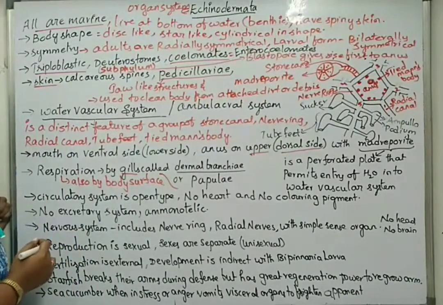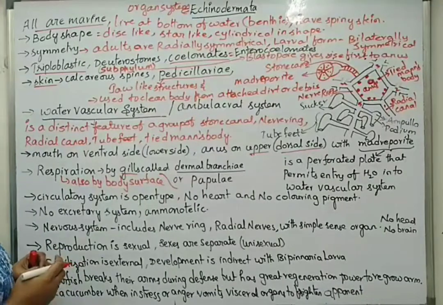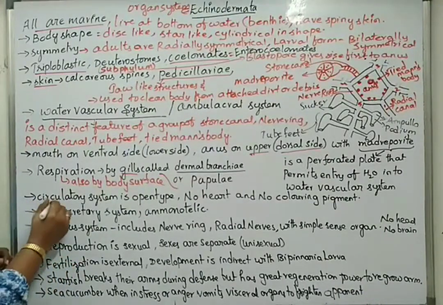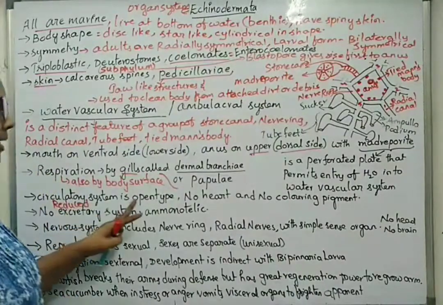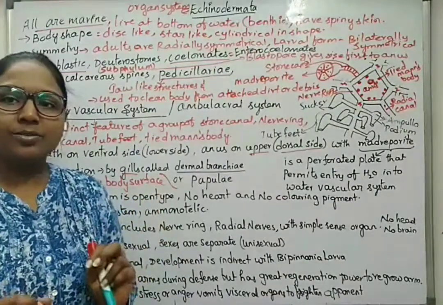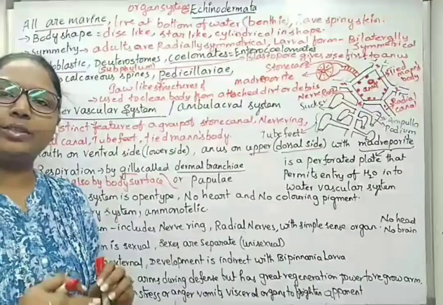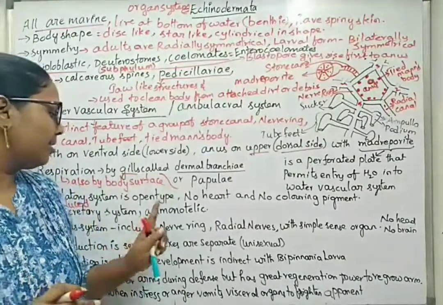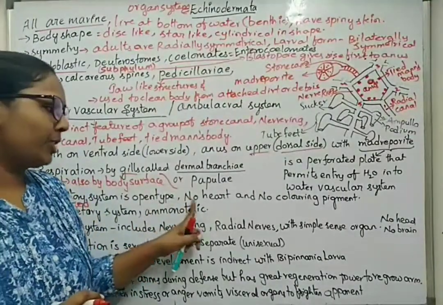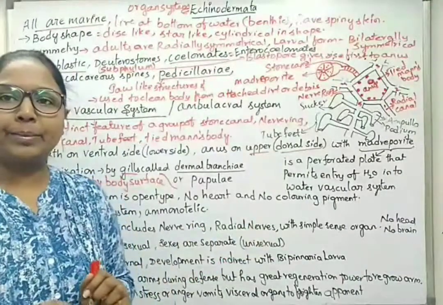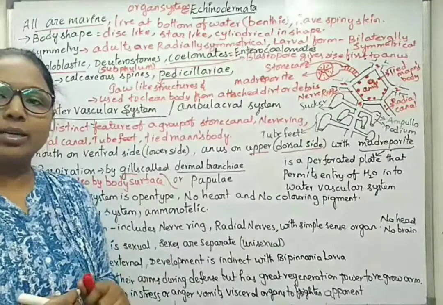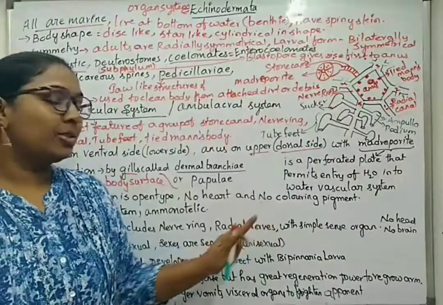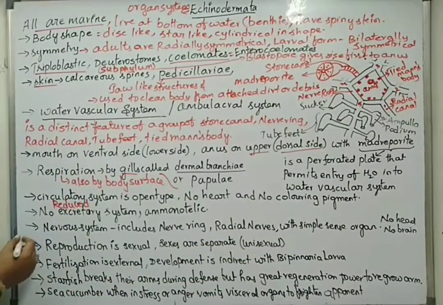Next is the circulatory system. The circulatory system is highly reduced, but it is open type. Blood does not flow within blood vessels. There is no heart, there is no coloring pigment. For example, in human beings we have hemoglobin as the coloring or respiratory pigment. That is not present in echinoderms.